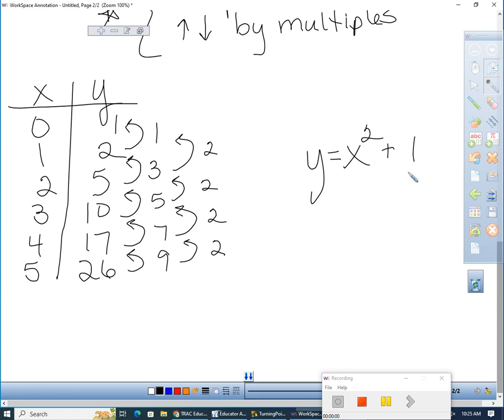So let's check and make sure it works. So if I take 4 and plug 4 in for x, I get 4 squared, which is 16 plus 1. Does that work? All right. If I take 5, plug that in. 5 squared is 25 plus 1 is 26. It works. Okay?